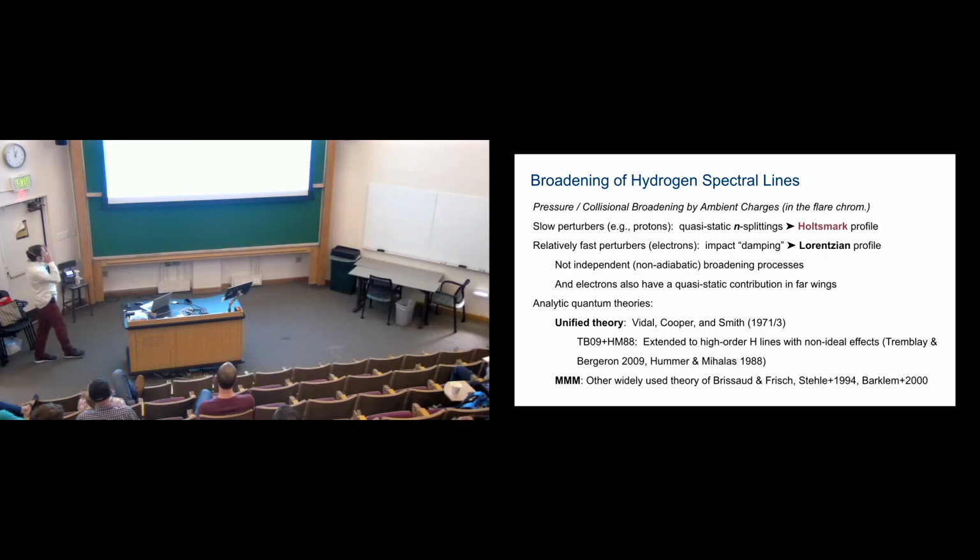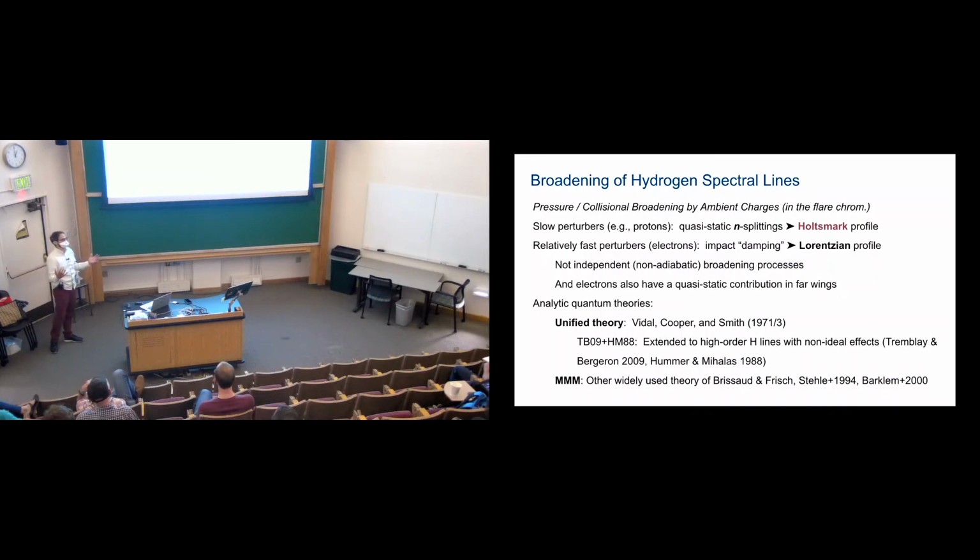And I want you to realize that this is broadening of a spectral line of a neutral hydrogen atom in the flare chromosphere. And the electric field is due to the ambient protons and electrons in the flare chromosphere because the flare chromosphere is partially ionized. Okay? It is not broadening due to the beam. So the protons and the electrons are moving around differently, so they contribute differently to the line broadening.